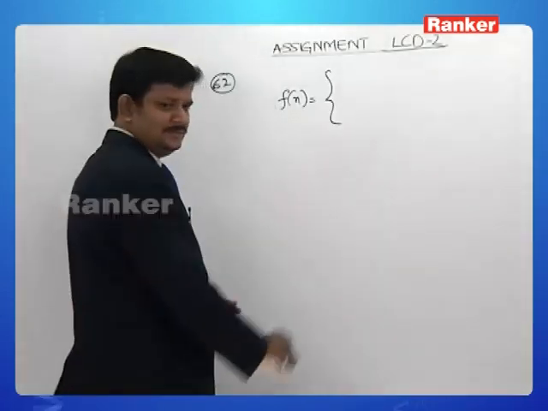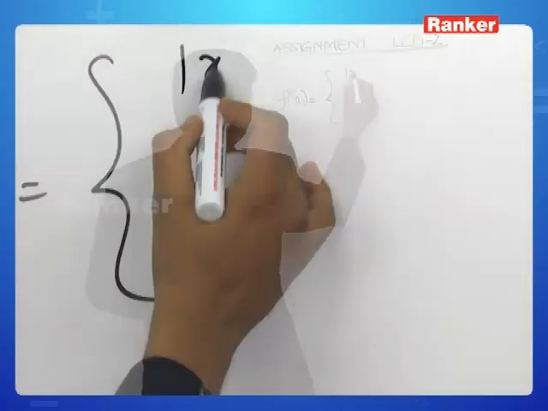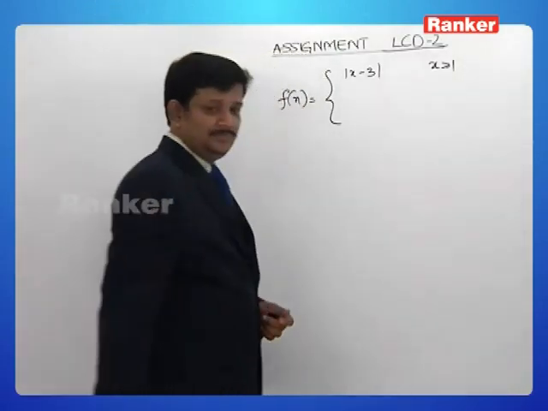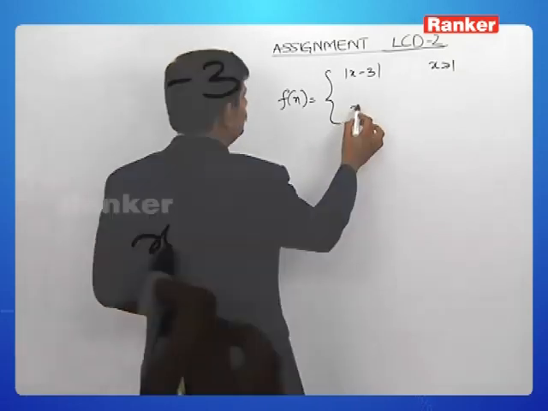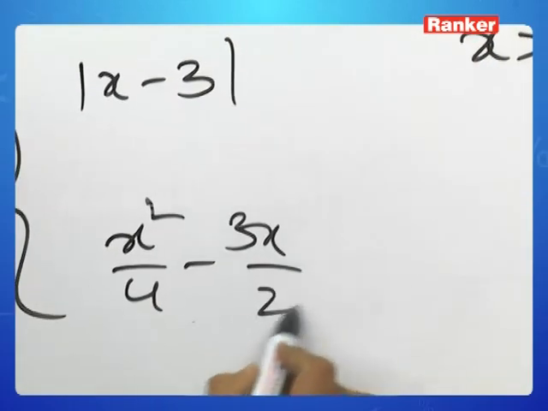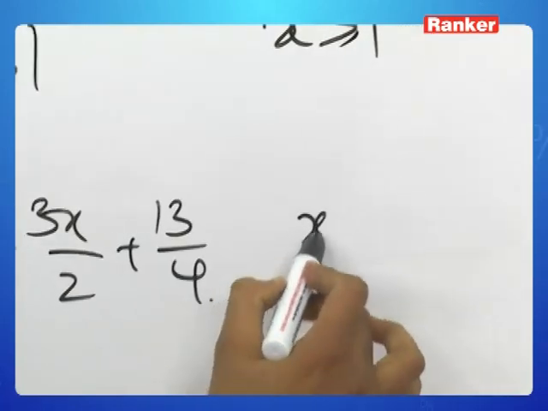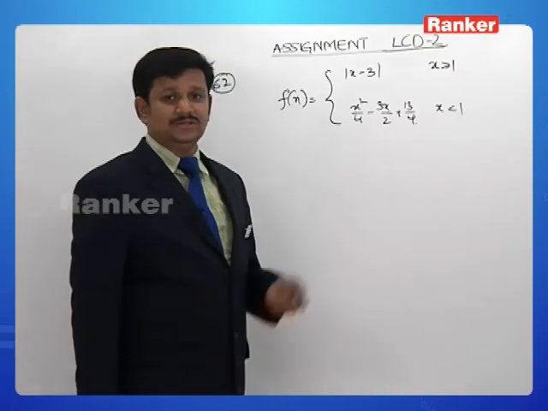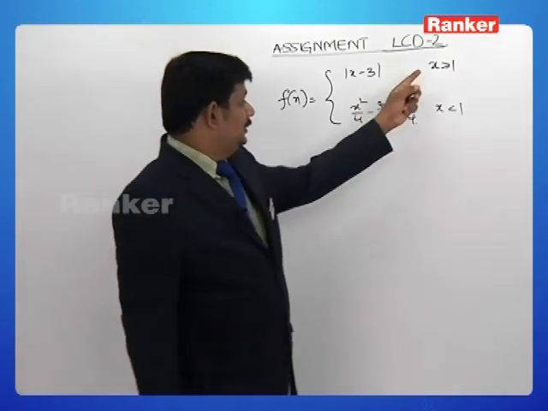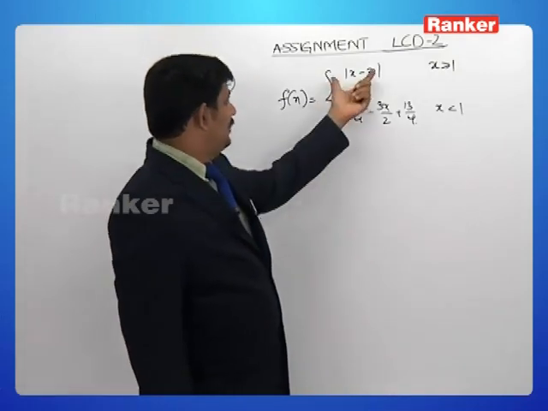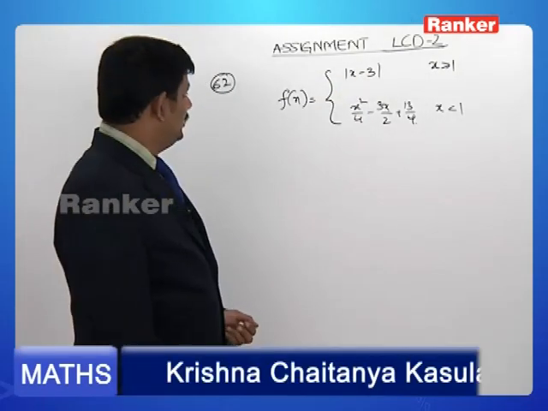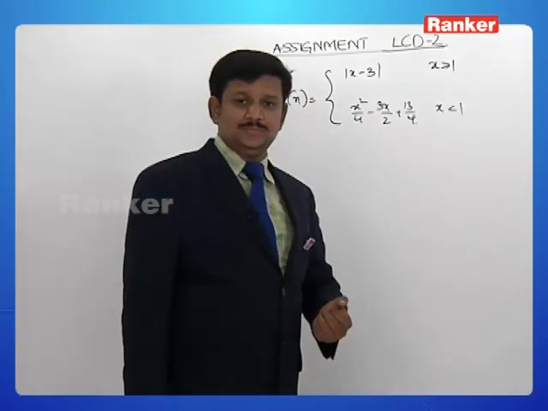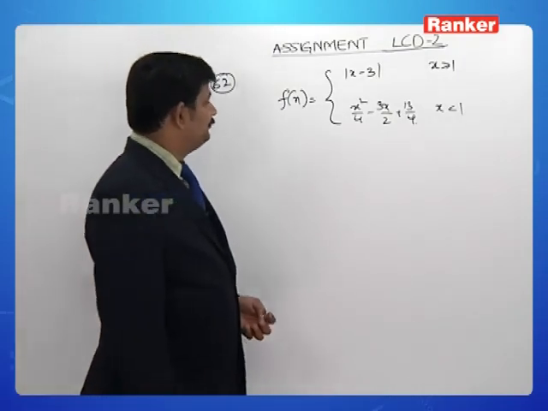F of x is mod x minus 3 whenever x is greater than 1 and also when x equal to 1, and x square by 4 minus 3x by 2 plus 13 by 4 whenever x is less than 1. So this is a piecewise defined function. At 1 we are breaking the definition, and at 3 we have mod x minus 3. So we need to check the continuity and differentiability at 1 and 3. At all other points, function is both continuous as well as differentiable.